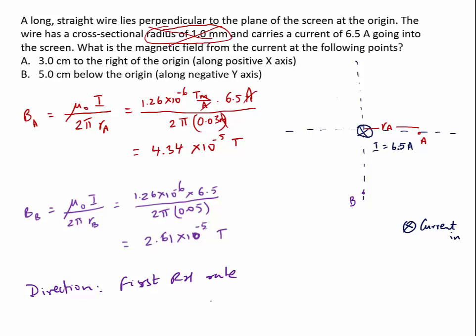of current. So when I do that, my thumb is pointing into the page right here. So I place my thumb over here and its thumb is pointing in. And when that happens, my fingers are wrapping around like this. So my fingers are curling like this, so that gives me the magnetic field direction. So the direction in this case is going to be clockwise around the wire.